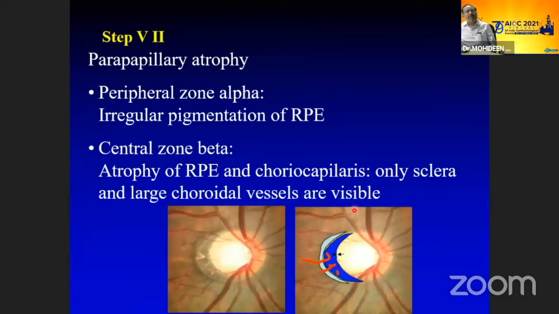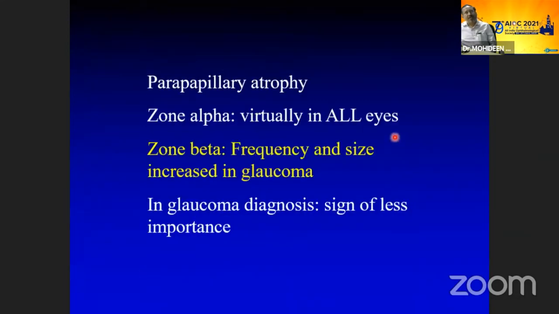Again, in peripapillary atrophy, zone beta is more important for us. Zone beta is inner to zone alpha. There is atrophy of the RPE and choriocapillaris. Only sclera and large choroidal vessels are seen. What happens in glaucoma? The zone beta frequency and size increase in glaucoma, and this way you can say whether the patient has progressed or not.